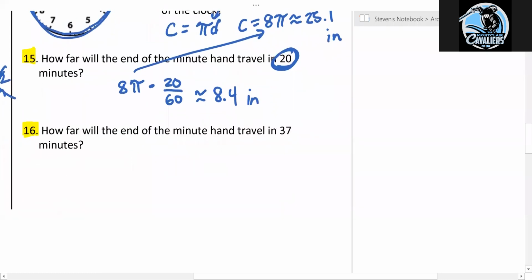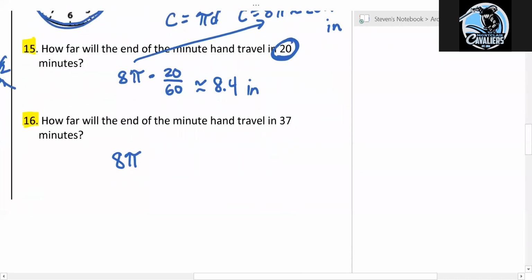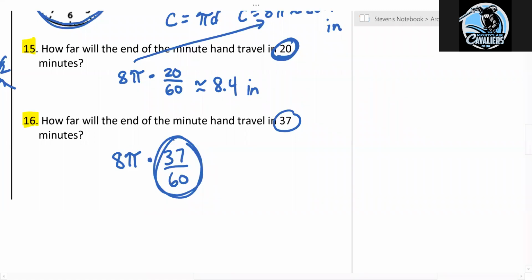16 is the same kind of deal. We already know that the full circumference of the circle is 8 pi from the previous problems. It says, how far will the end of the minute hand travel in 37 minutes? Well, I'm just going to multiply this by 37 out of 60, because that's the portion of the clock that it's traveling, right? 37 out of the possible 60 minutes if it went a full circle. So I'm going to do 8 times pi times 37 and then divide it by 60. That's going to give me about 15.5 inches.